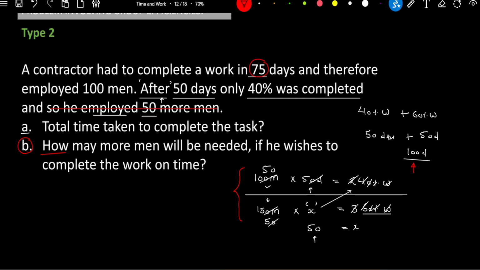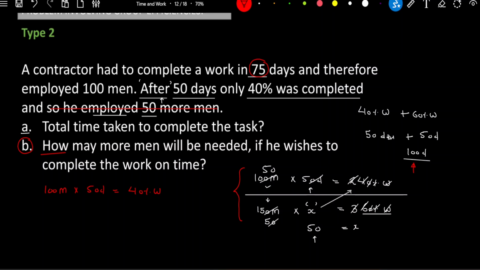So this statement will be missing there. So let us find how many more men will be needed if he wishes to complete the work on time. So again, the first statement is going to be same. There were 100 men. They worked for 50 days. And in this manner, they were able to complete 40% of the work. See, you cannot change the past. What has happened in the past will remain as it is.